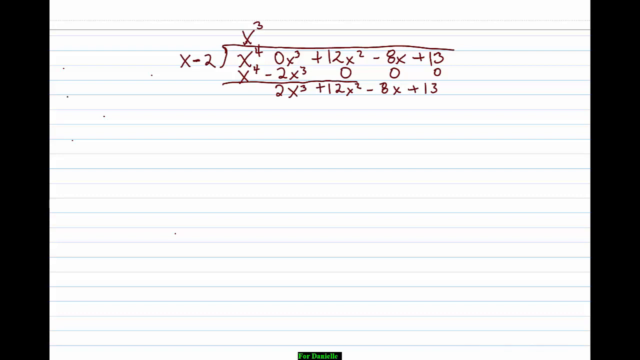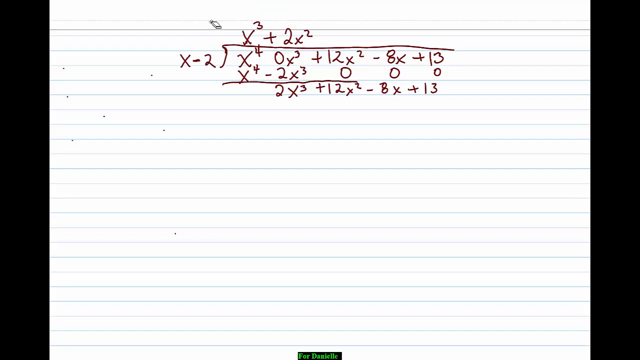And then we play the same game again. So we look at this term, and what would it take multiplied by that term to give us this term? Well, I can see that I'd need to multiply this x right here by 2x squared. All right, so 2x squared times this thing, and then times this thing is what we're going to do next.